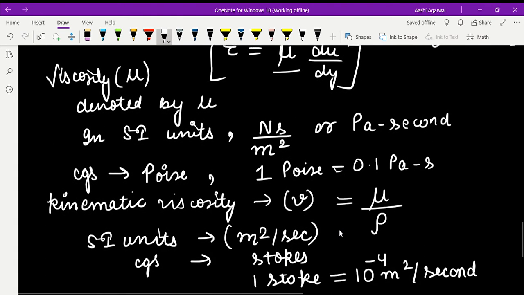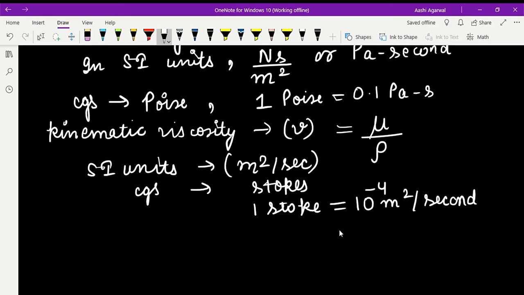Similarly, there is one more viscosity that comes into the picture, that is kinematic viscosity. It is independent of mass. So two liquids can have the same viscosity, but their kinematic viscosity will be different because their densities will be different. In SI units, kinematic viscosity is meter square per second, whereas in the CGS system it is Stokes, and one Stoke is equal to this. Now please note viscosity varies with temperature. It is a function of temperature, and we will look at how it varies in the coming lectures.